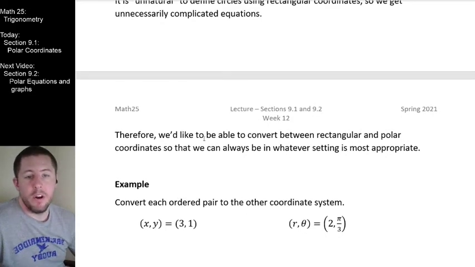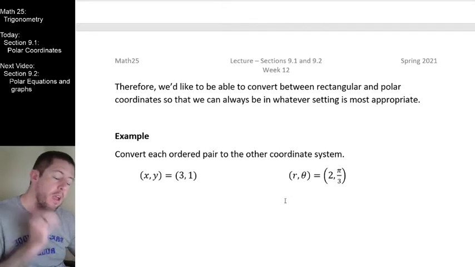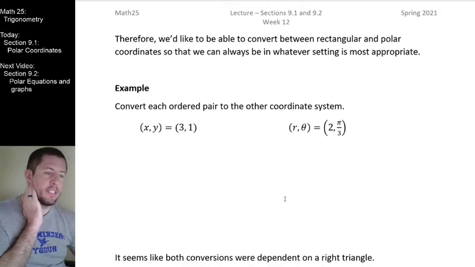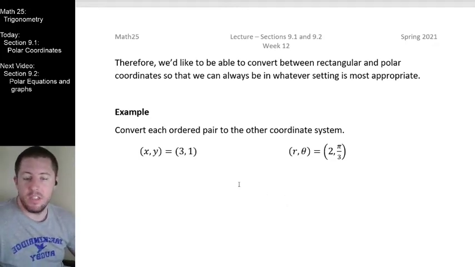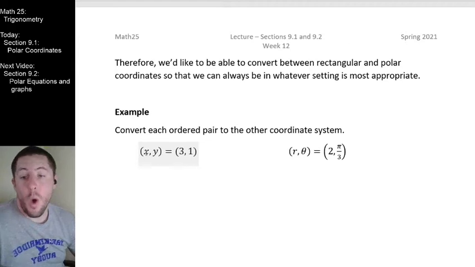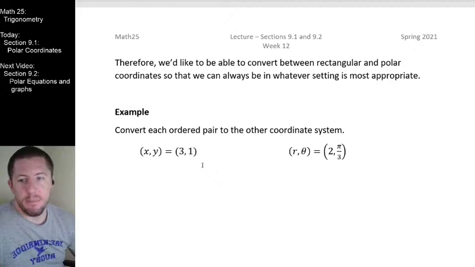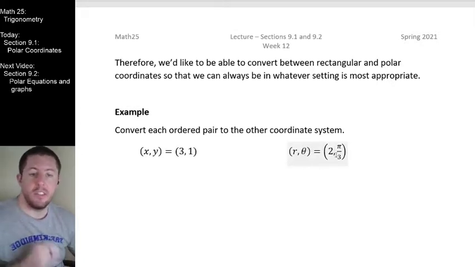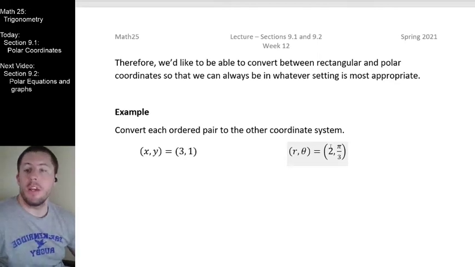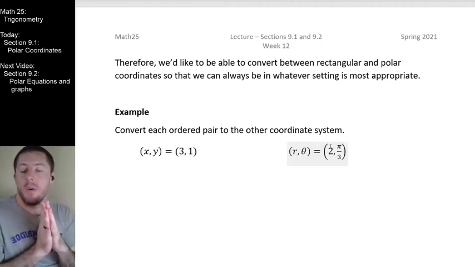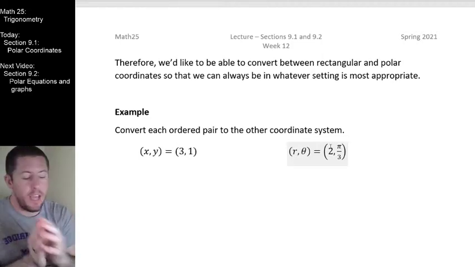So we'd like to be able to convert between rectangular and polar coordinates so that we can always be in whatever setting is the most appropriate. So what I want to do now is see if we can do this. Let's see if we can convert each of these ordered pairs into the alternate coordinate system. My question to you is, given that we're at the xy location in space of (3, 1), how would you describe that same location in polar instead? And oppositely, given that we're at the polar location r, theta being (2, pi/3), how would you describe this location as an xy location instead? Can we convert information from one measurement system to the other?